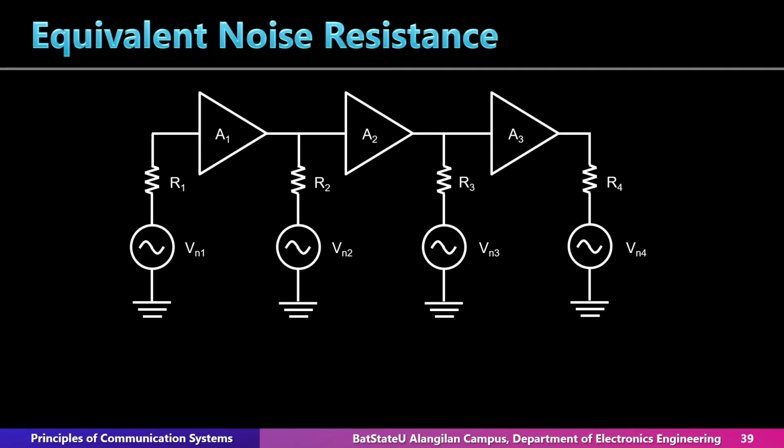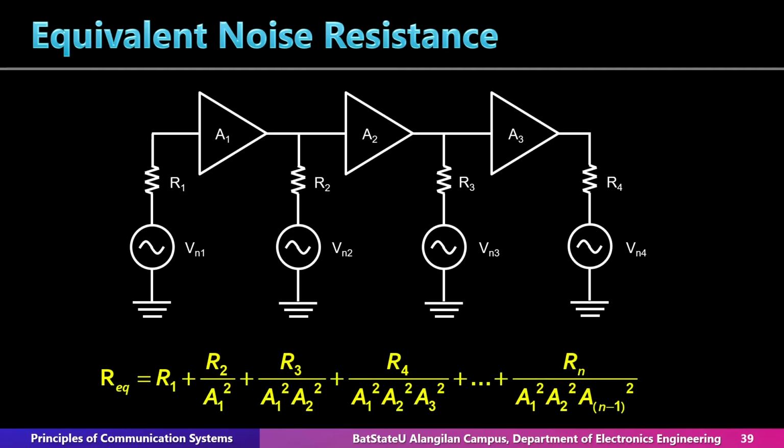So, hindi ko na i-derive, pero ito yung formula. Kung gusto ninyo, ang derivation nito ay exercise. You can find the derivation in books like yung book ni Miller, at yung book ni Kennedy, meron doong derivation ng noise resistance. Okay? So, the equivalent noise resistance is given by R1 plus R2 over A1 squared.